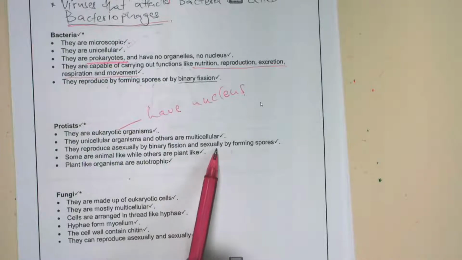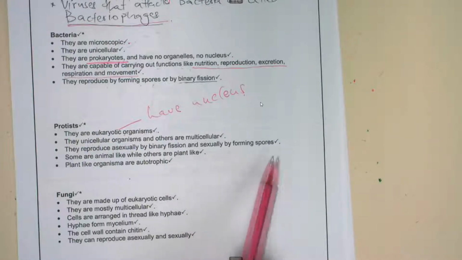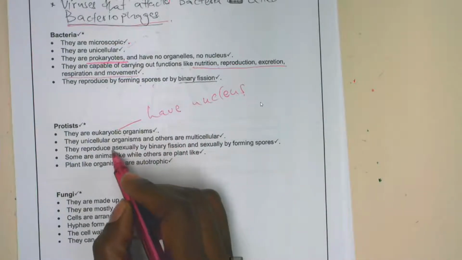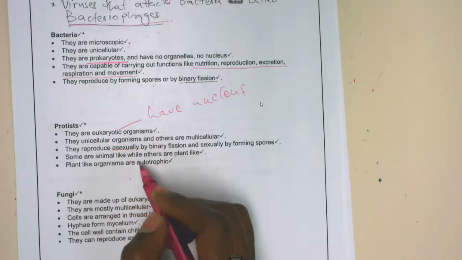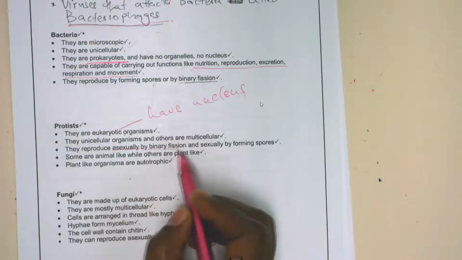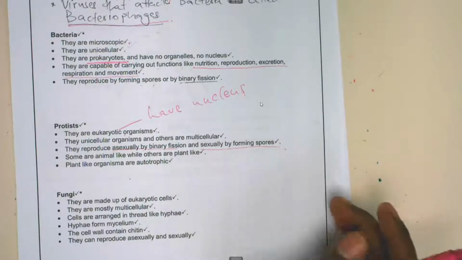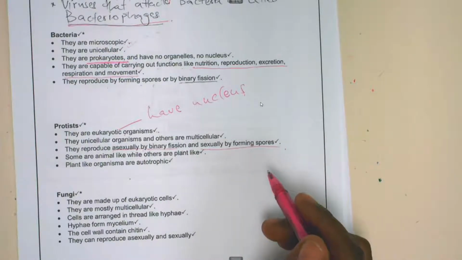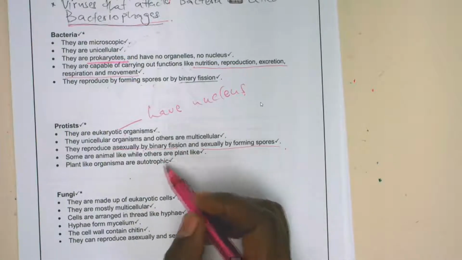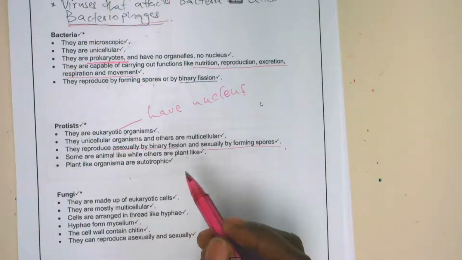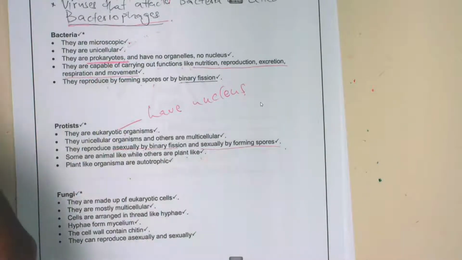And then they reproduce asexually by binary fission and sexually by forming the spores. So we have two types of reproduction here. It is asexual reproduction by binary fission and sexual reproduction by forming of the spores. And then some are animal-like, while others are plant-like, as you have seen from the examples that I just showed here.